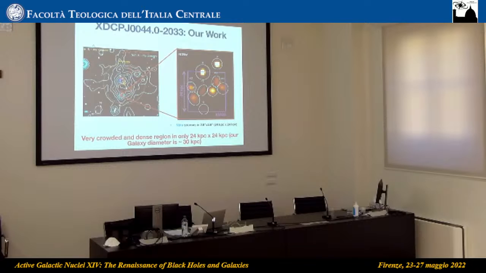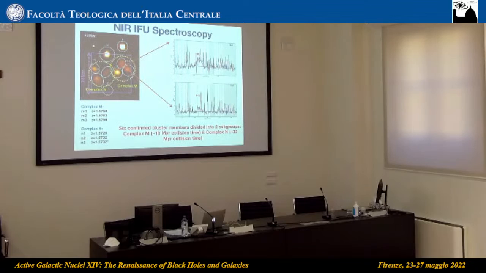Then we focused on near-infrared IFU spectroscopy. Particularly, we analyzed the spectra of the 6 sources inside the CMOS field of view, and we found that they show the presence of a narrow H-alpha emission line, with the exception of M1, which also shows a broad H-alpha emission line. From the narrow line, we were able to calculate the redshift of these sources, confirming that they are cluster members. Using the redshift, we were also able to divide these 6 sources into 2 subgroups, complex M and complex N, each formed by 3 sources that will merge on a time scale of 10 to 30 mega years.